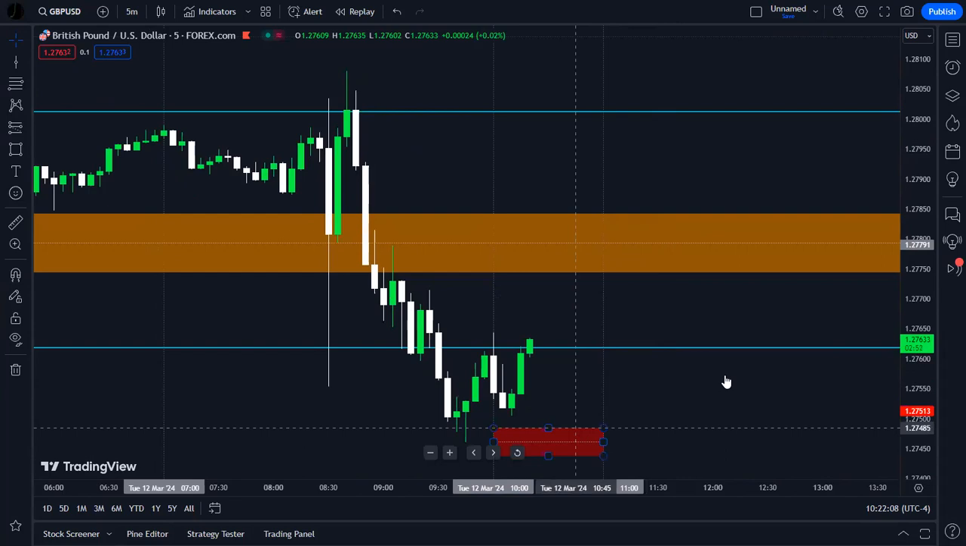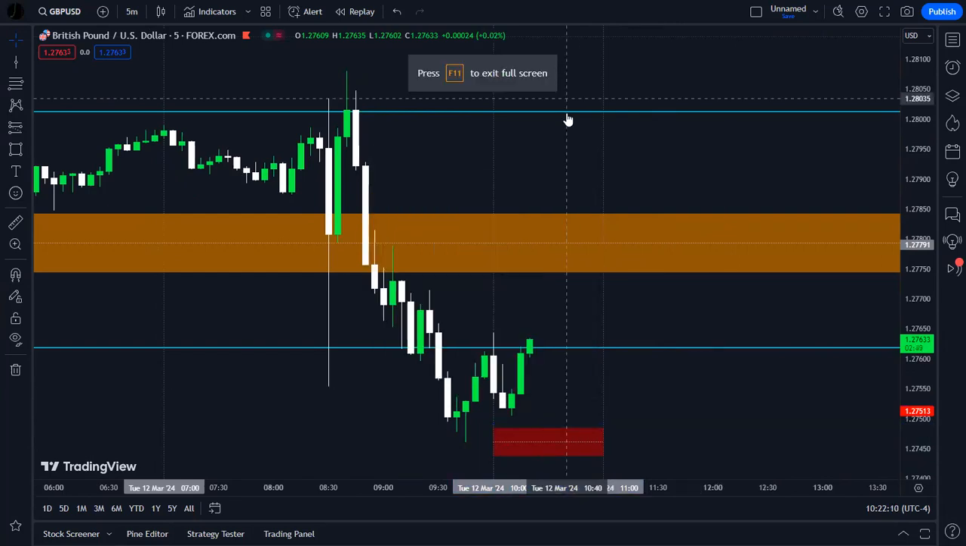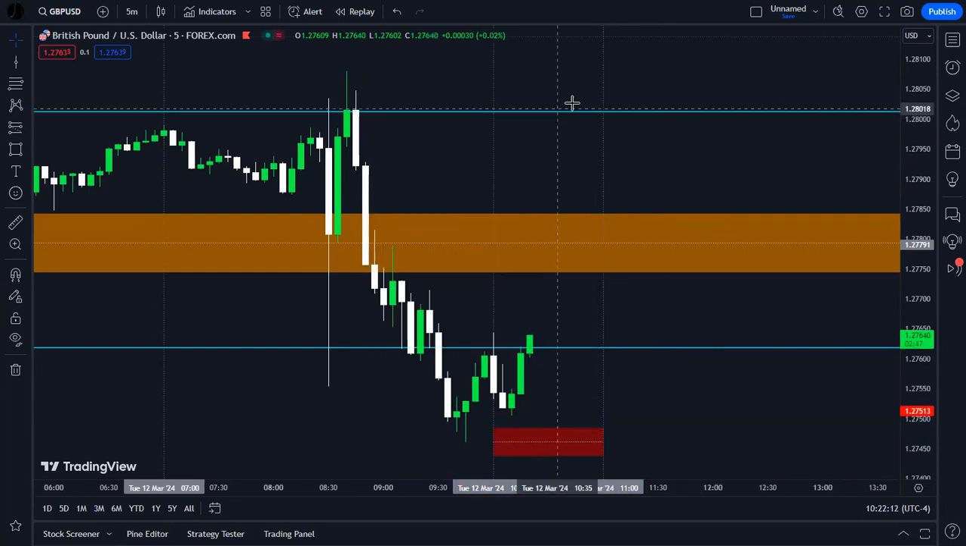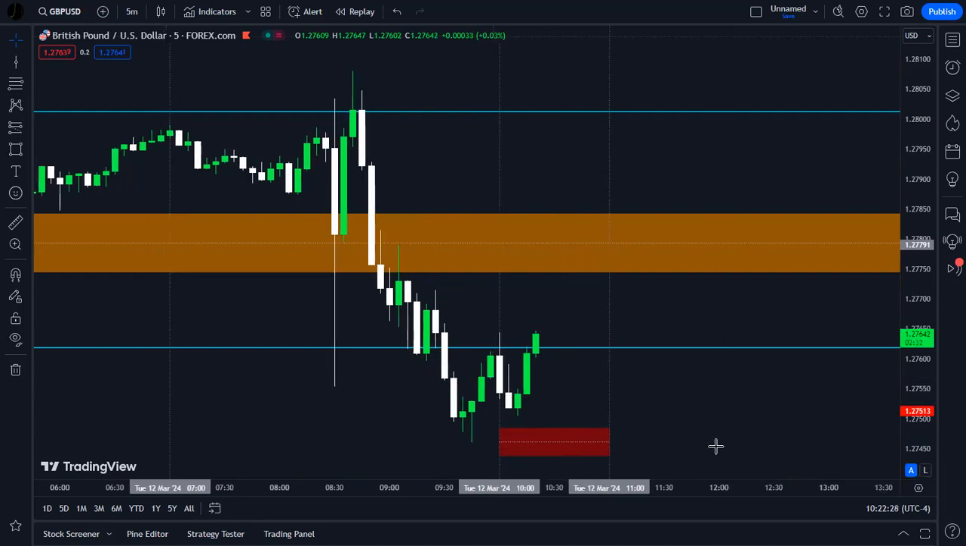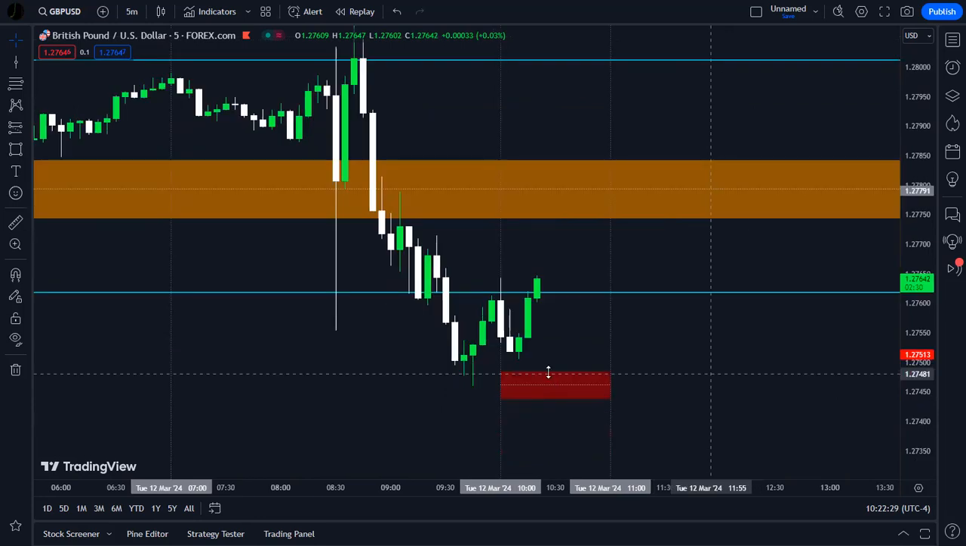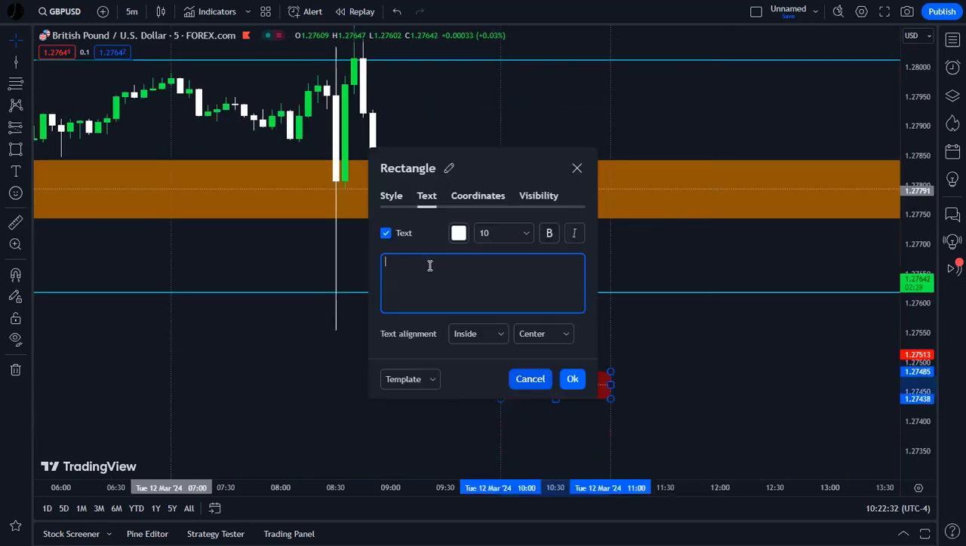So here we are. Of course, you understand all these higher time frame levels. This is the daily fair value gap high, daily fair value gap low, the 30 minutes inversion. So we are looking to go long. We are looking to buy down here, in this silver bullet time window.